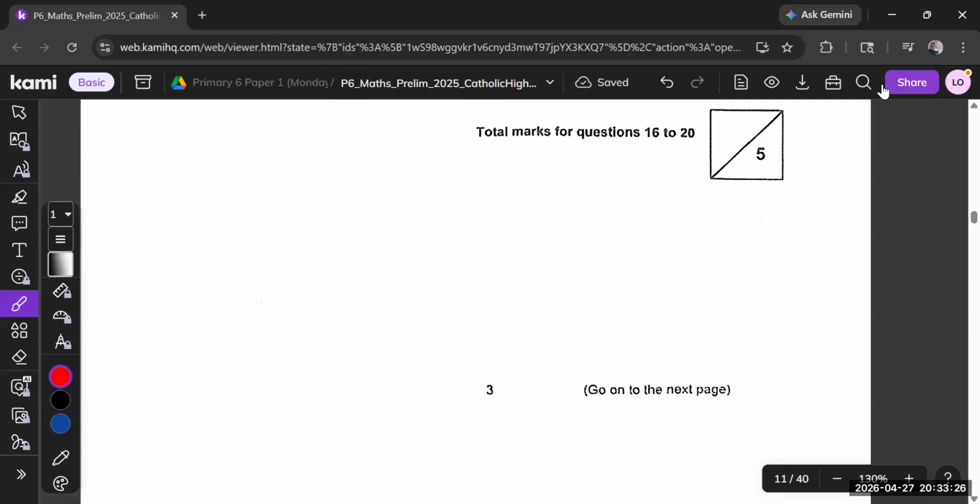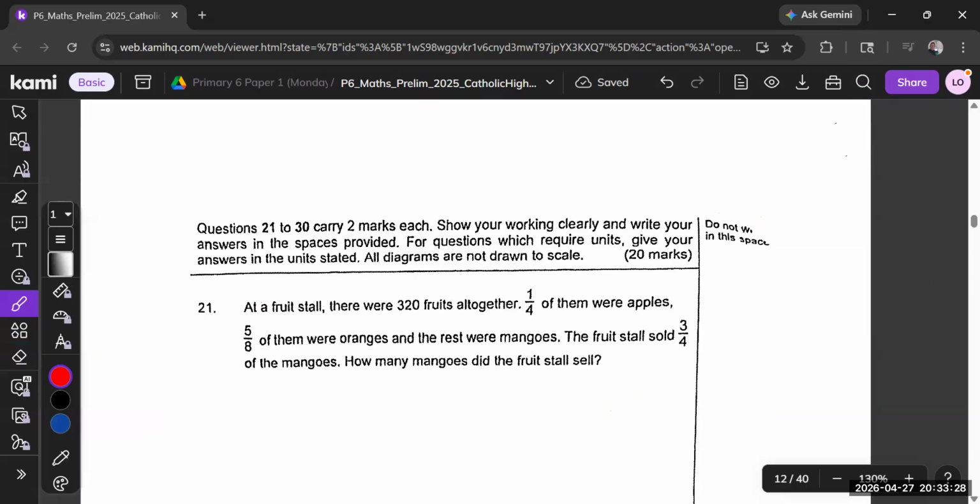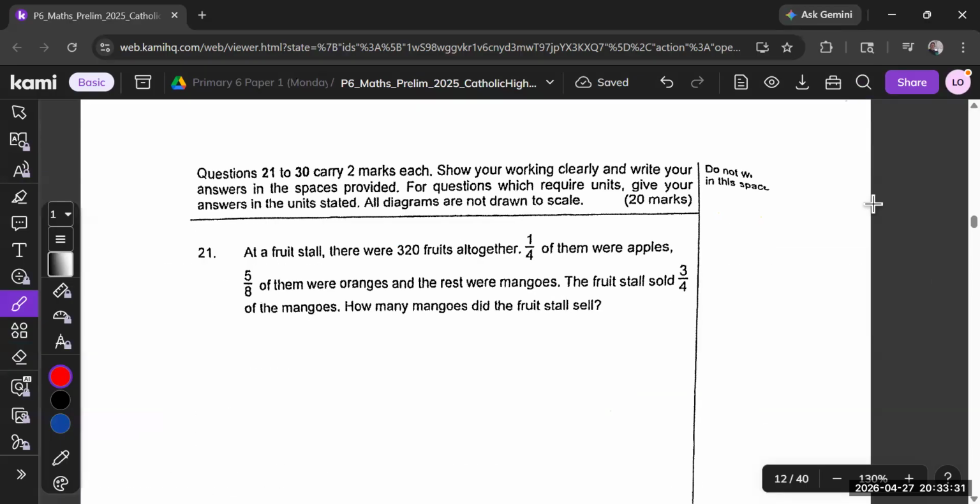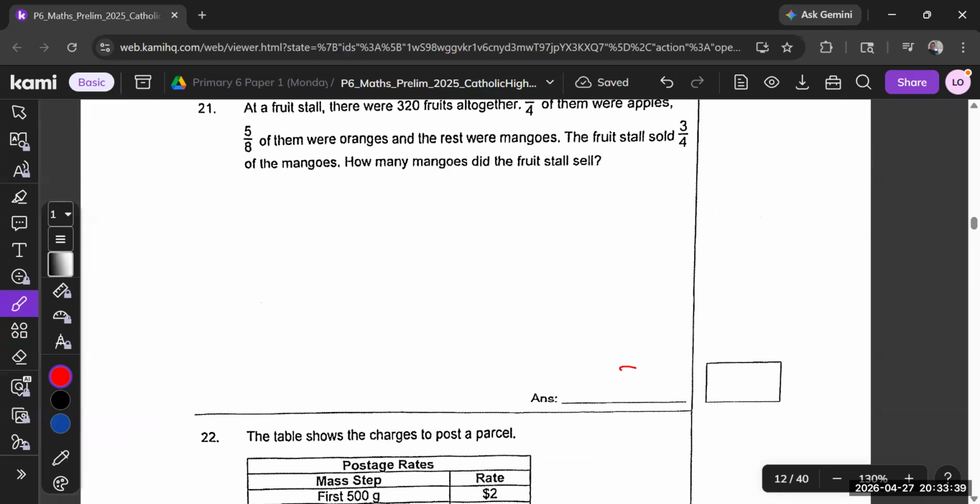Question 21. Okay, question 21. And fractions again. So what do we do? Model. If you don't draw the model, you get it wrong. It's time to draw the model. The answer is 30. Okay, how do we do that?